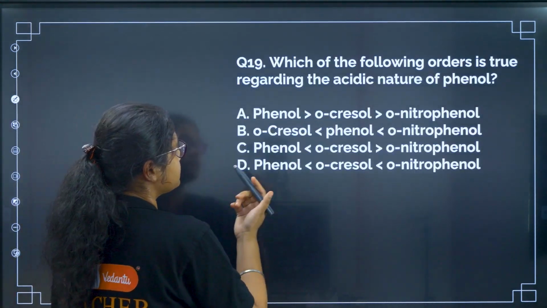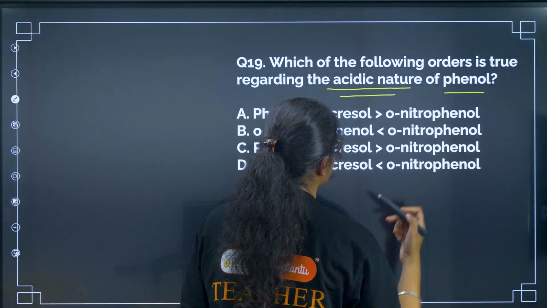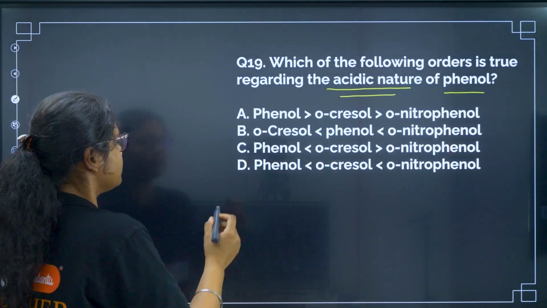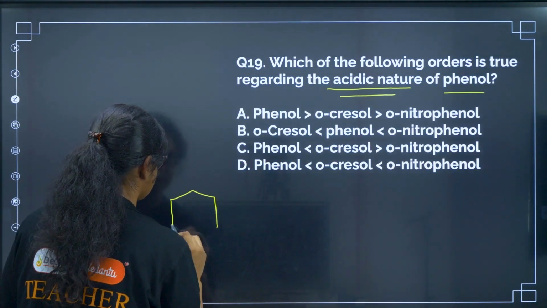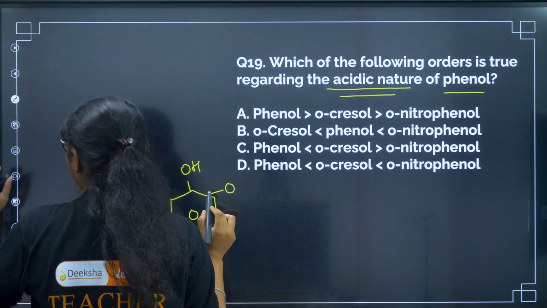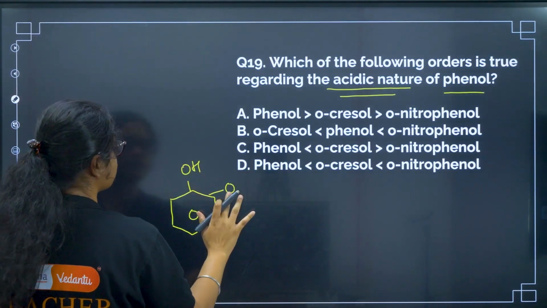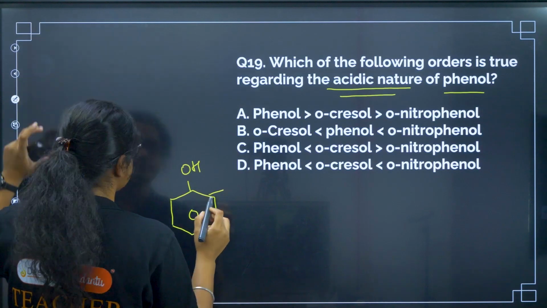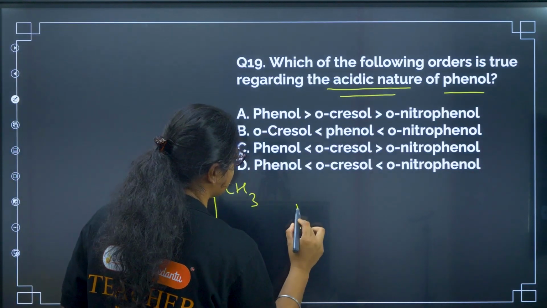Which one of the following is true? Again, we have a question on the acidic nature of phenol. Very, very important. First is orthocresol. So let us do the structure. This is orthocresol. You should know the common names of the structures also, okay? Then we have phenol.